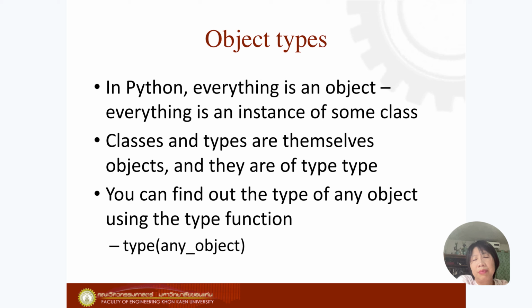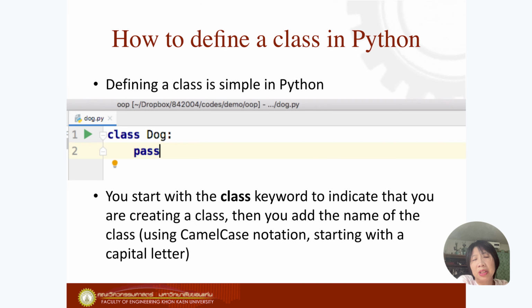So in Python, everything is an object. Everything is an instance of some class. Classes and types are themselves objects, and they are of type type. You can find out the type of any object using the type function.